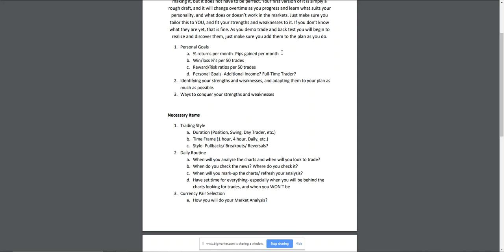Or maybe you win 40% of your trades because every winner that you make is 3, 4, 5, 6, 7 times bigger than your loser. So you're only winning 3 out of 10 trades, but they're all much bigger than your losers. So they're big, you're positive, you're making money, right?